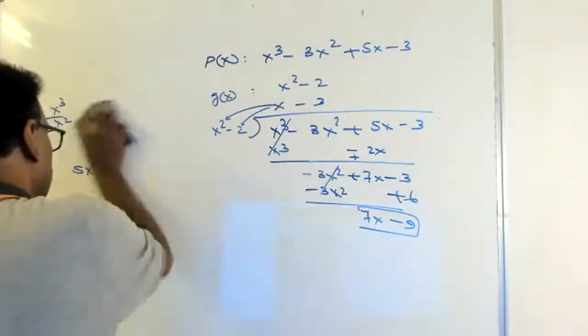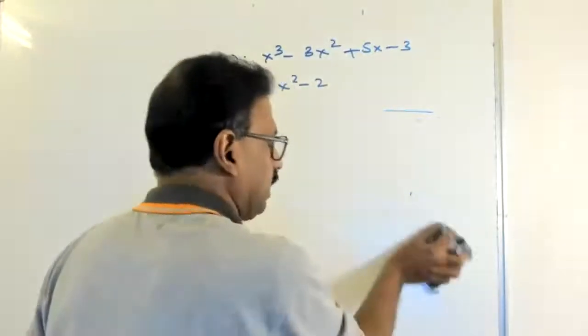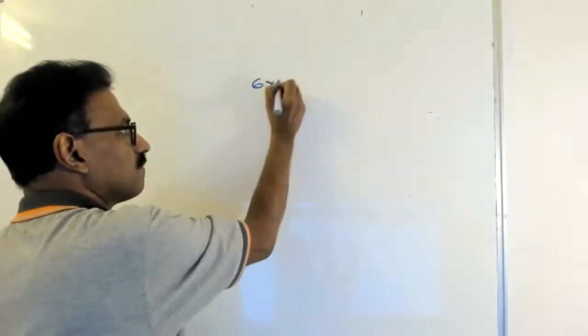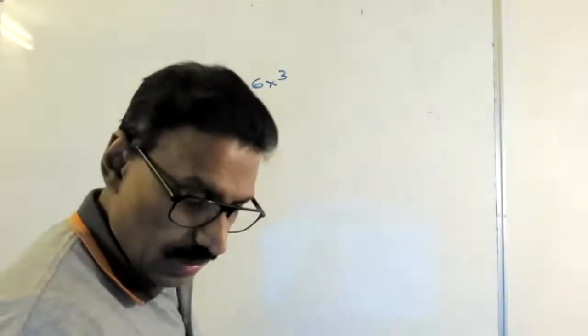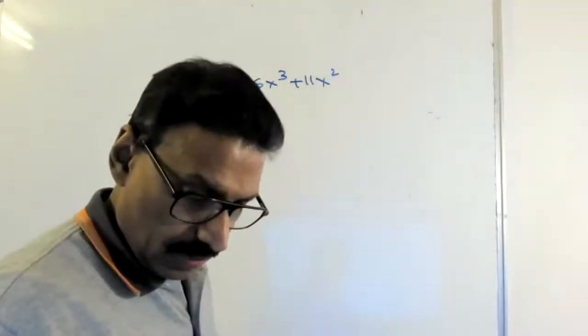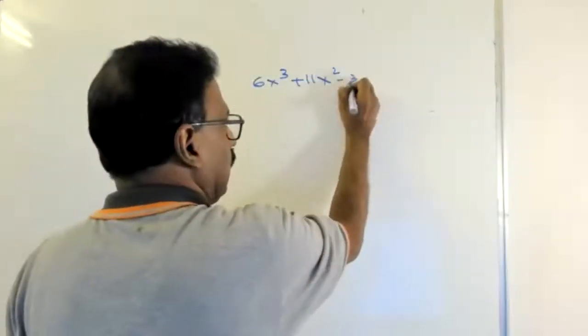So now, I'll show one more question. Don't write in your notebook. Okay. Just explain how to do this. Okay. 6x cube. Don't write. Plus 11x square. Minus 39x.